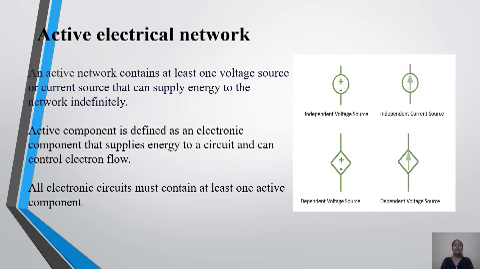Active electrical network. An active network contains at least one voltage source or current source that can supply energy to the network independently. An active component is defined as an electronic component that supplies energy to a circuit and can control electron flow. An electronic circuit must contain at least one active component.